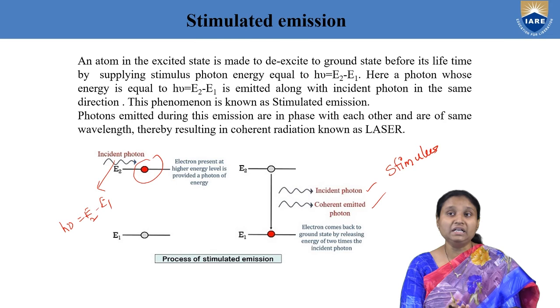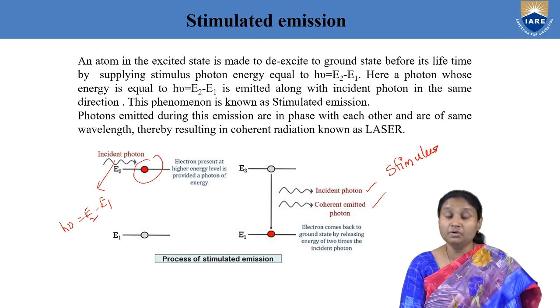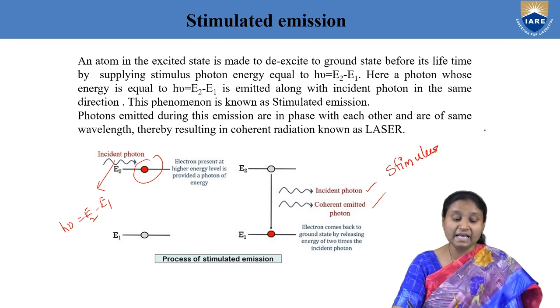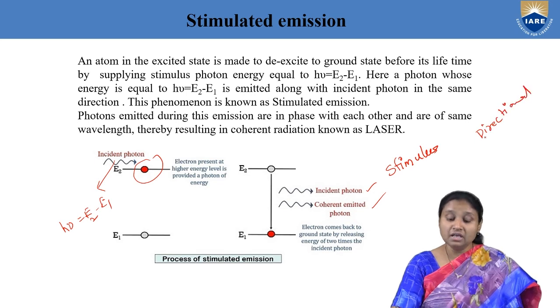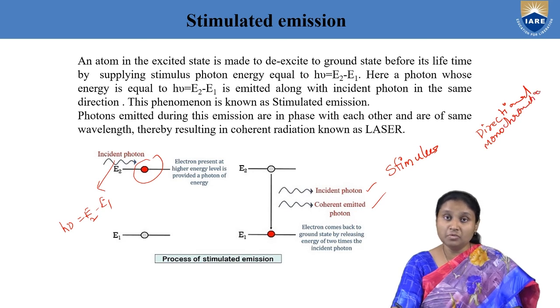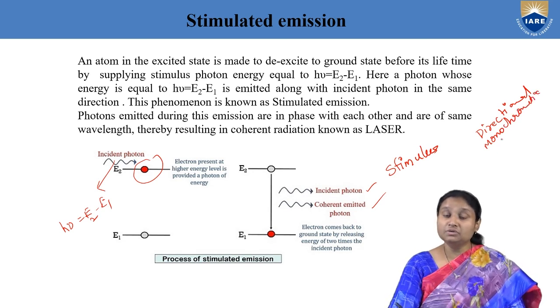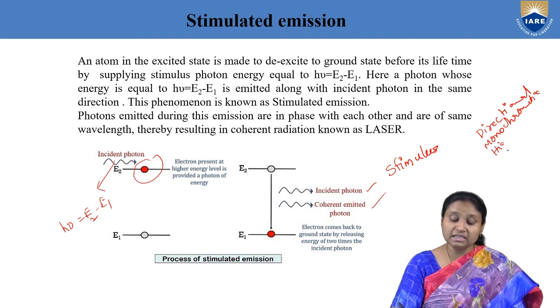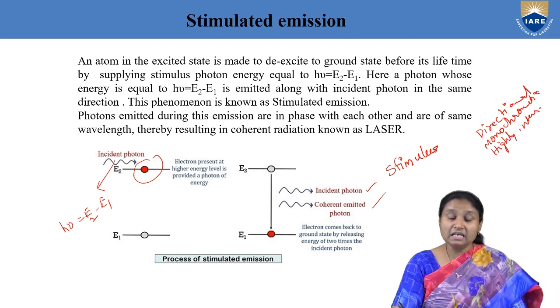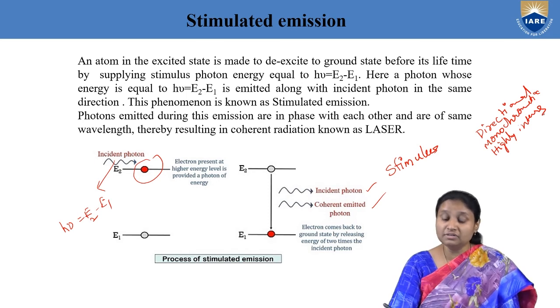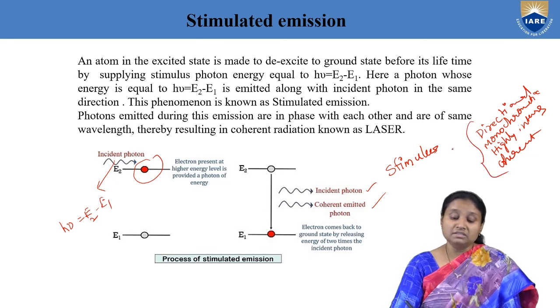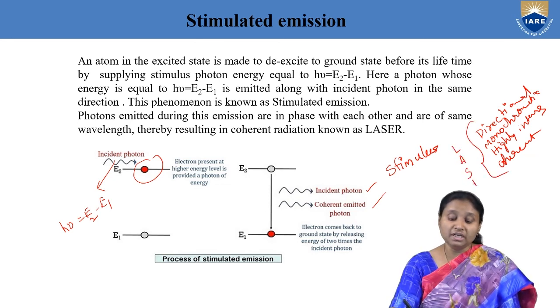So ultimately, what type of beam or radiation are we going to get because of this stimulated emission? It will be highly directional, because all those photons that are emitted move in a single direction, and they are monochromatic. What do you mean by monochromatic? Their line width is very, very small. Because the number of photons emitted is also large, we can say that it is a highly intense beam. And last, because they maintain a constant phase difference, they will be coherent. So these are the characteristics of laser. Out of stimulated emission, we get our laser.